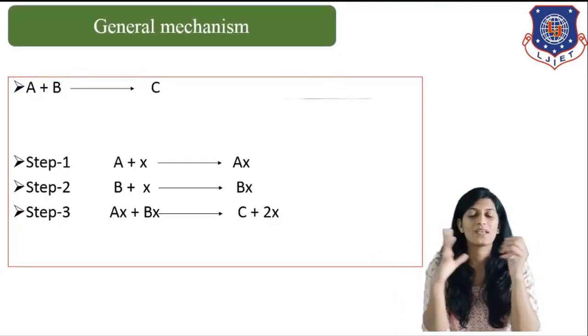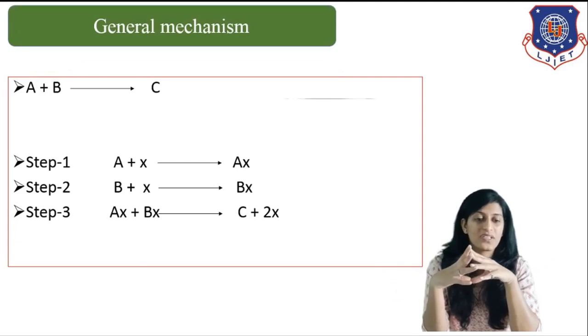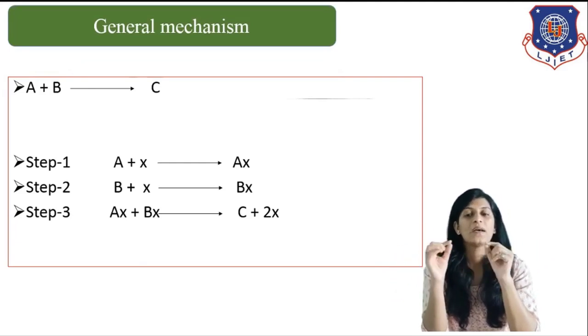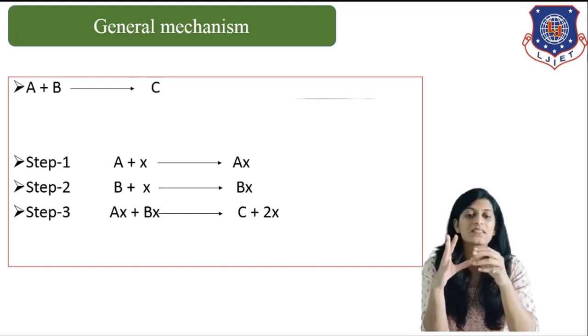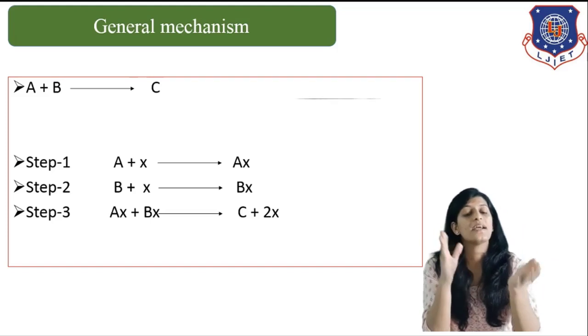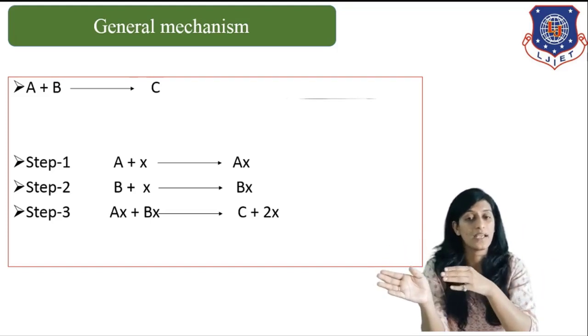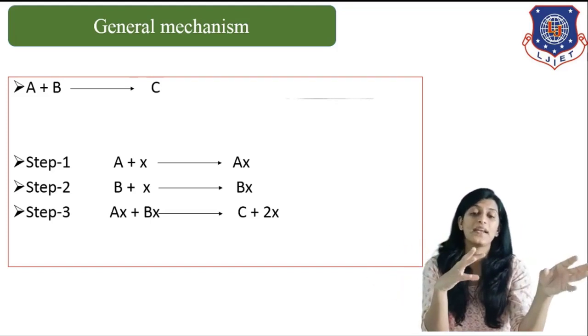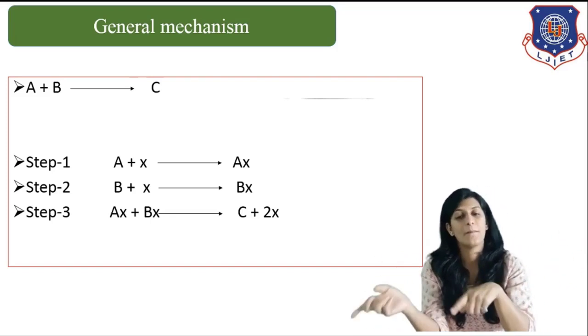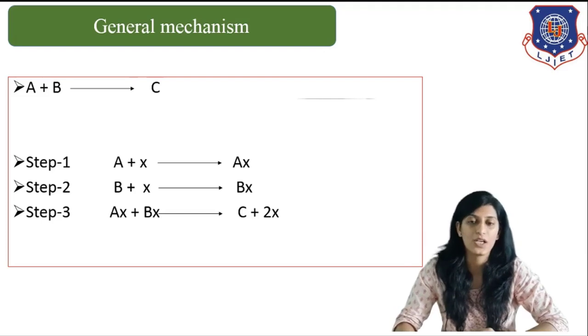So, this is the mechanism of catalysis. As you can see, A plus B is the reactant which combines to give me product C. In the first step, A plus X, which is my catalyst, gives me AX, which is an intermediate. This intermediate reacts with another reactant B to form another intermediate, which is BX, and then both the intermediates will combine together to give me my desired product, and the catalyst can be recovered back.